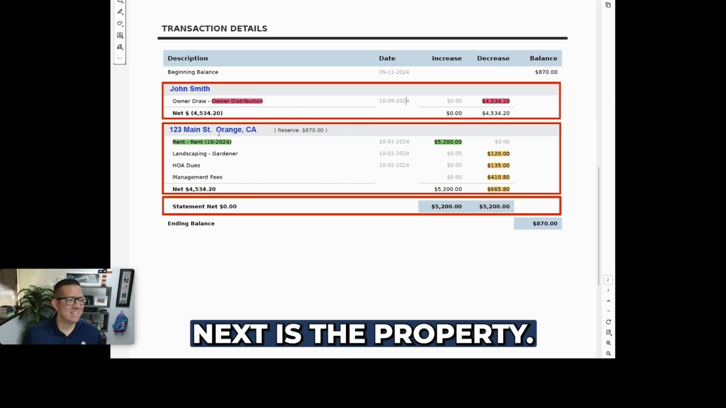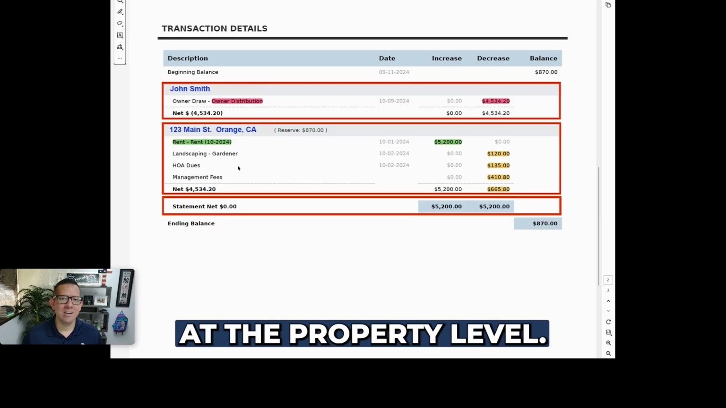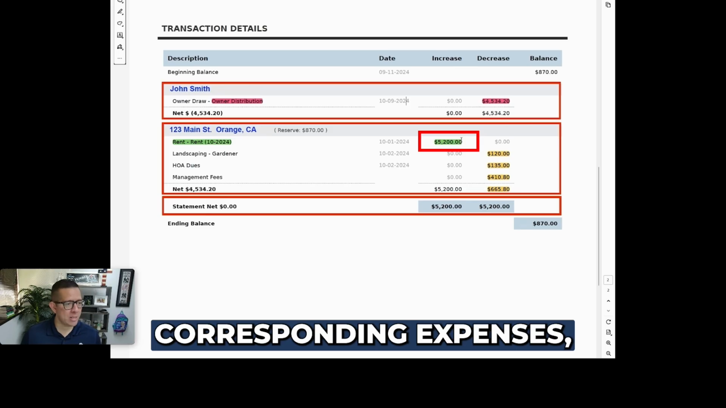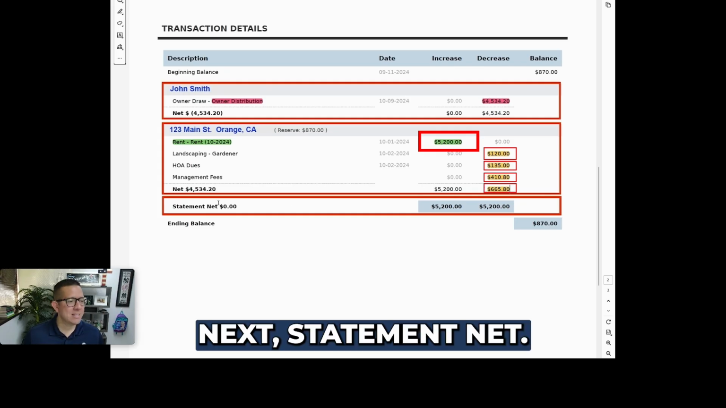Next is the property. This section here is going to show the activity at the property level. In this section, we're seeing the rent come in of $5,200 and all the corresponding expenses such as the gardener, the HOA dues, and the management fee, totaling $665.80. Next, statement net.